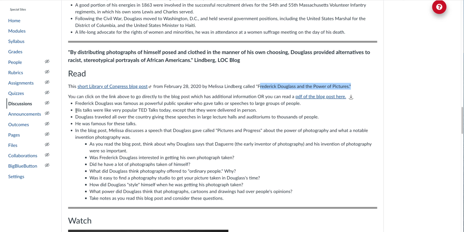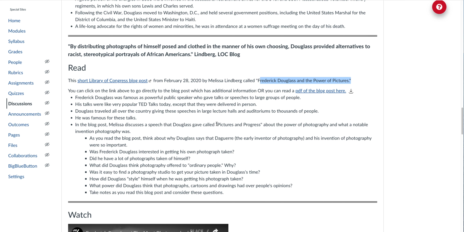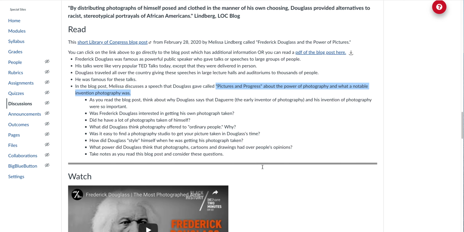These talks that he gave were sort of like TED Talks, except obviously they weren't recorded. They were delivered in person, but he traveled all over the country giving these speeches. Thousands of people came. He became very famous for these speeches. And this one is called Pictures in Progress, and it's about the power of photography and why he thought photography was such an important invention.